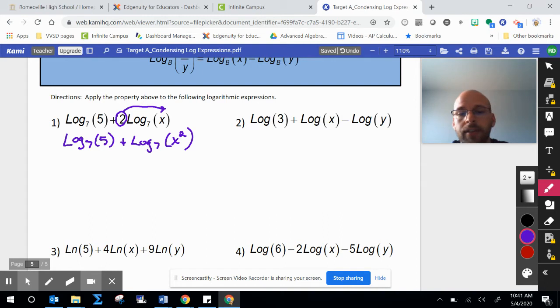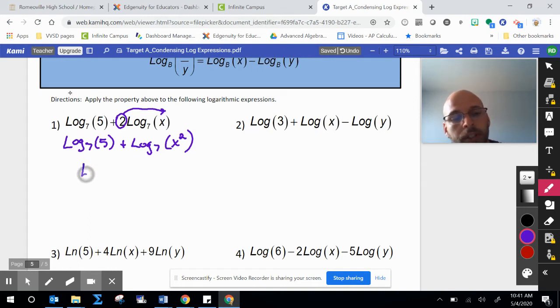Then you can see that I have a sum of two logs. So when I put these together, I'm going to have the log base 7 of 5 times x squared. And that would be my final answer. Okay, so let's take a look at number 2.